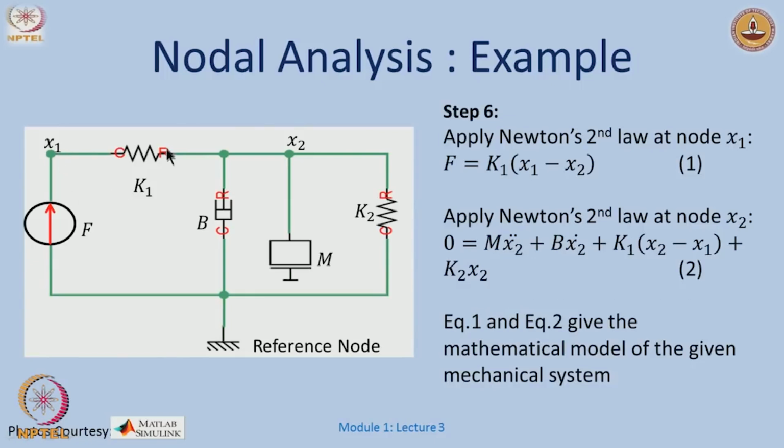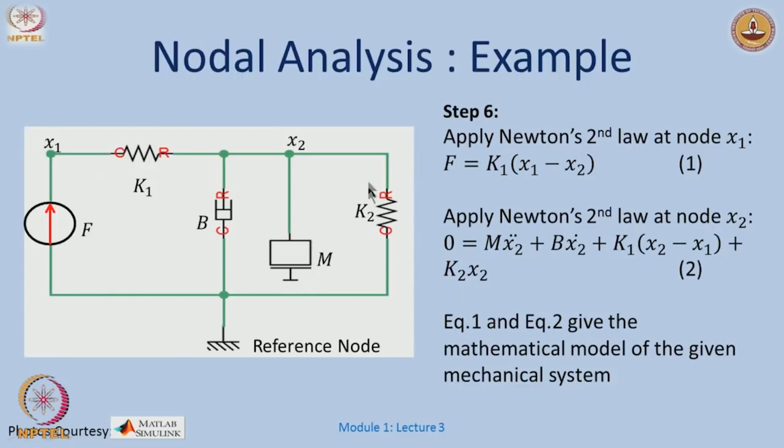Then I apply Newton's laws at node 1, where I have a force and a spring. So, F would be K times the displacement, and since I am dealing with two displacements x1 and x2, I will simply have F is K1 (x1 minus x2). Similarly, at the second node the sum of all the forces is 0, there is no external force coming in, therefore I will have the force corresponding to the inertia element as m x double dot.